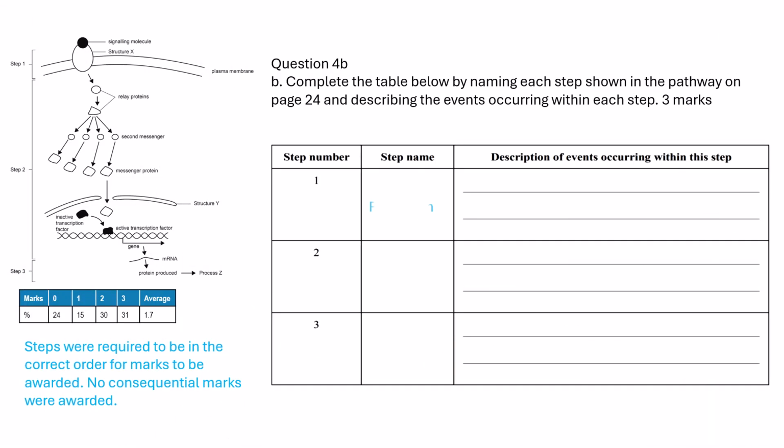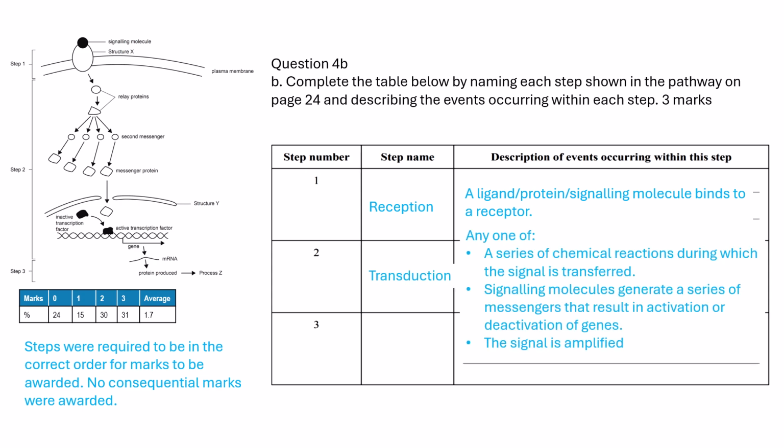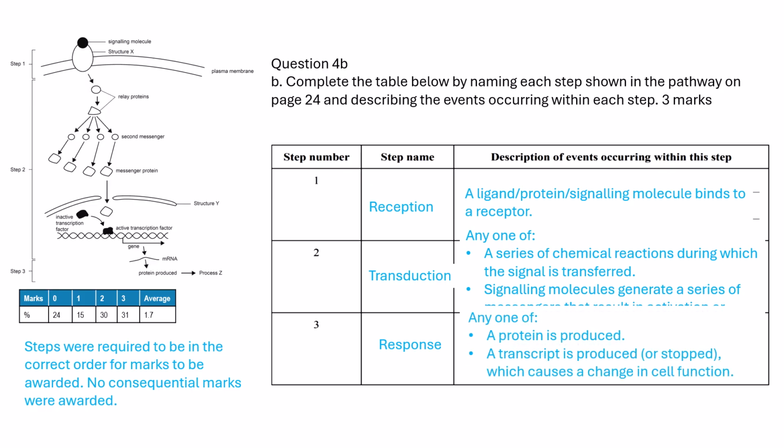Step 1 is reception. In Step 1, a signaling molecule binds to a receptor. Step 2 is transduction. In Step 2, a series of chemical reactions during which the signal is transferred. Signaling molecules generate a series of messengers that result in activation or deactivation of genes, or the signal is amplified. Step 3 is the response. In Step 3, a protein is produced, or a transcript is produced or stopped, which causes a change in cell function.